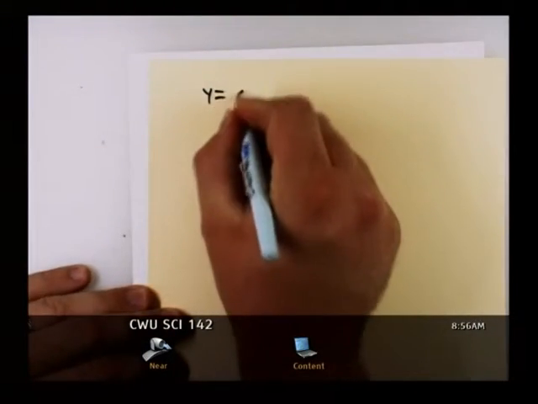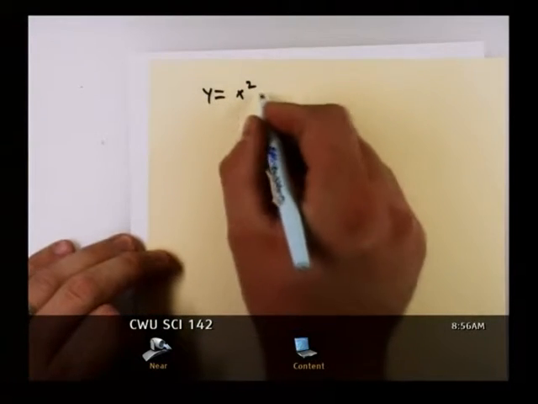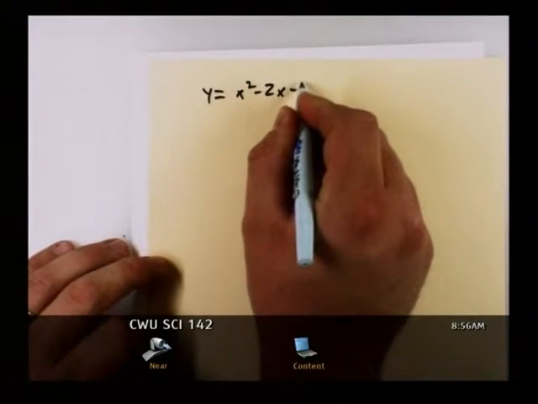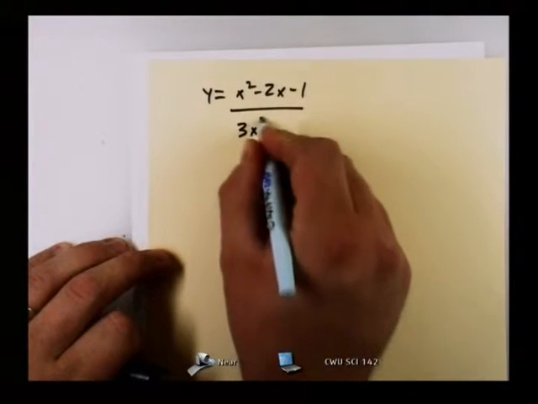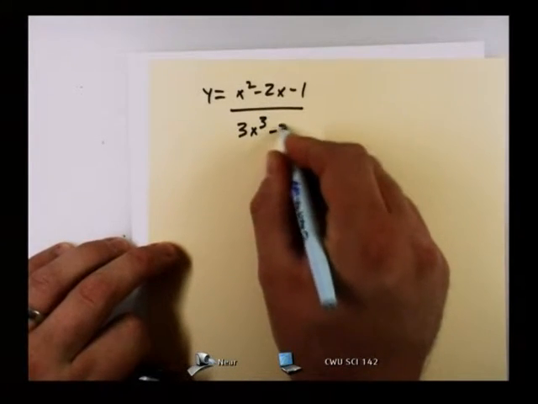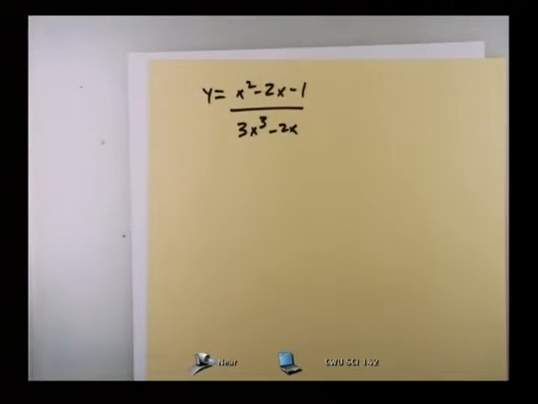So our function again, y equals x squared minus 2x minus 1 over 3x cubed minus 2x. Now let's take a second and just think about it. As x goes towards infinity, x puts in giant values: 10 million, 20 million, a billion, a trillion. What takes over? What values of this original function is going to take over and define where this function goes?